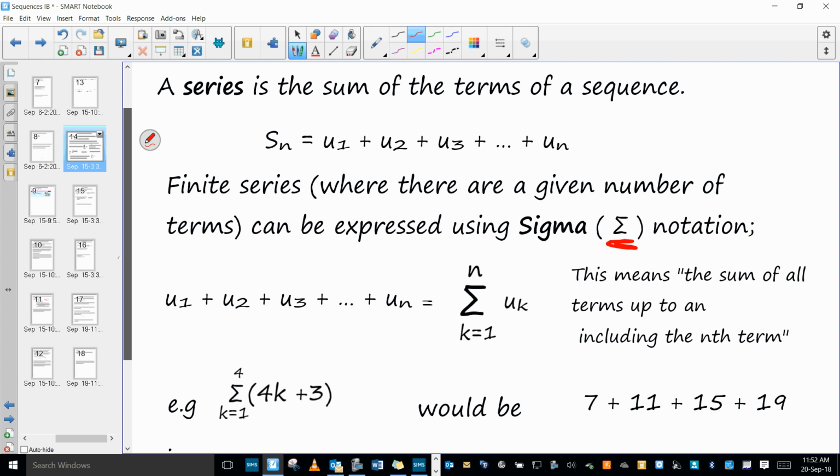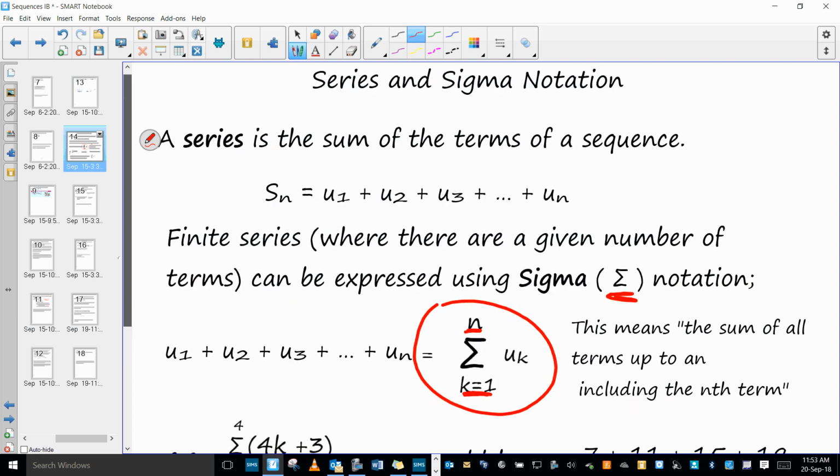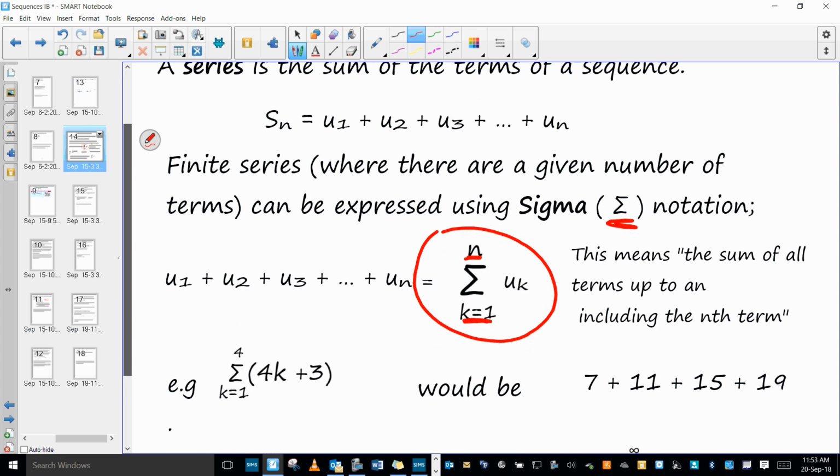So this is our general way of thinking about it. This means that you're going to add up all of the terms of a sequence where you start with this value k being 1 and you end at n, so this is up to the nth term. The bottom number will always tell you what you're starting at, and the top value will tell you where you're finishing. So this just indicates it's the rule.